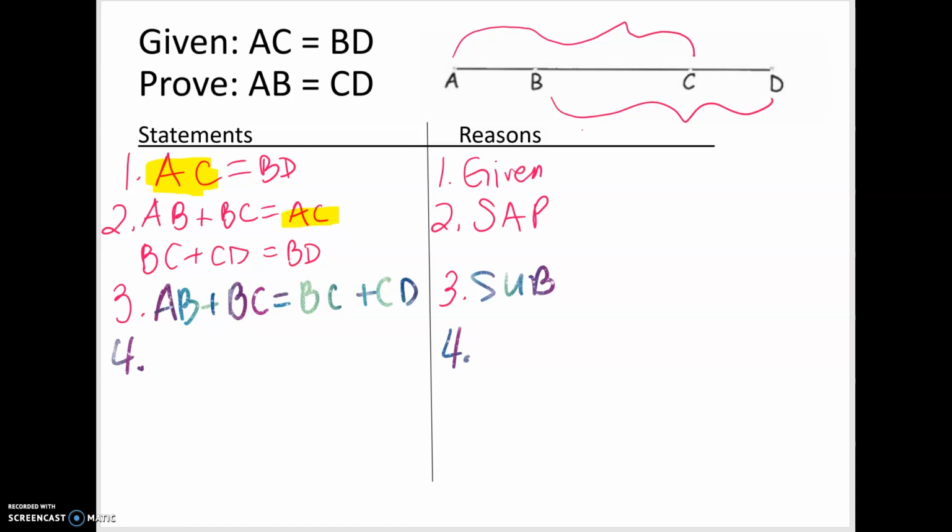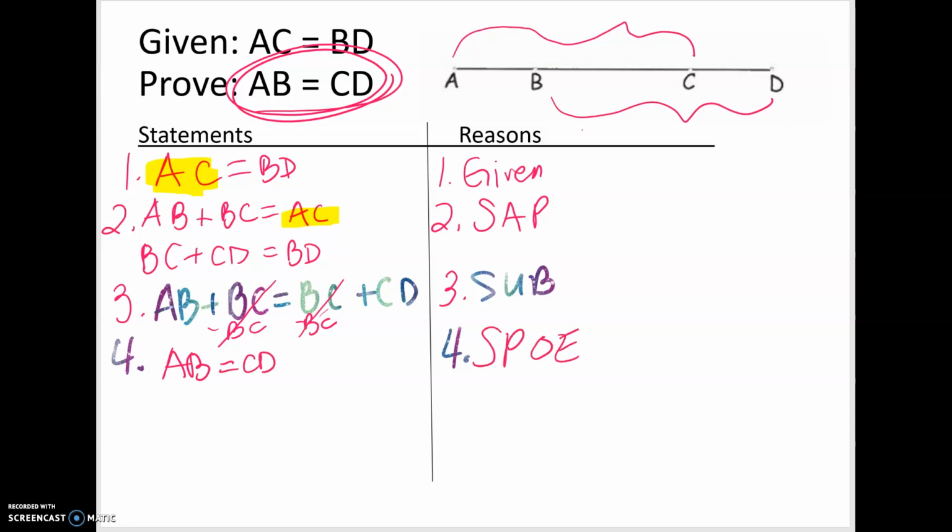Okay, look at what you're trying to prove now. How different is my prove statement from my statement number 3? The only thing that's going on is I have these extra BC's in here. Think about this if it were numbers, how you would get rid of those. So you're going to subtract a BC from each side. That gets you AB equals CD, and you used SPO.